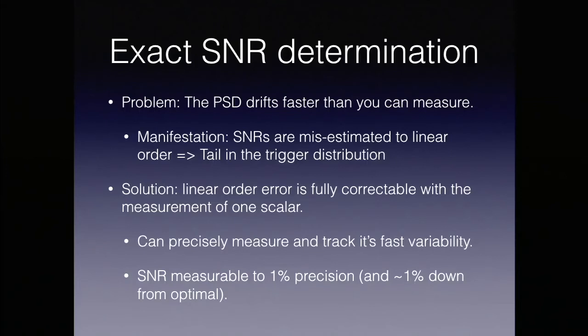Now, it turns out that if you also work out the formulas, you can promise that you are 1% from optimal. Even though your PSD is wrong to 10%, your likelihood is correct to 1%. And this is the key observation that allowed us to say, okay, that's a permissible strategy. That's what we do. And let's move on. Because this 1%, I don't know how to improve it, but I'm not sure it's worth the time.